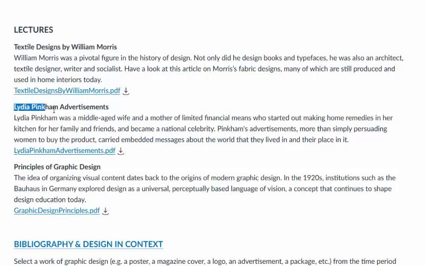Lydia Pinkham was a middle-aged wife and mother who started out making home remedies in her kitchen for her family and friends, and became a national celebrity. Pinkham's advertisements, more than simply persuading women to buy the product, carried embedded messages about the world they lived in and their place in it.